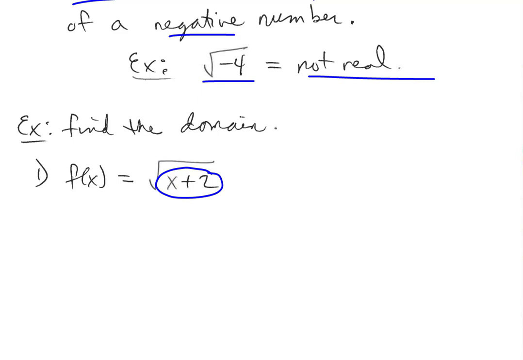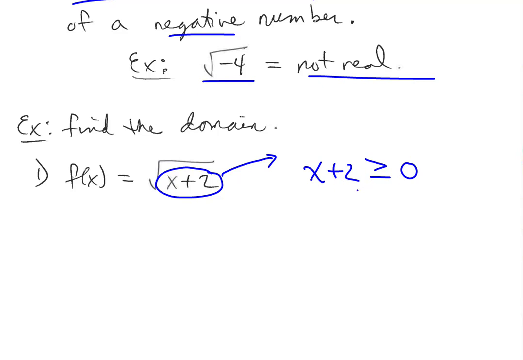So let me say it this way. If we take x plus 2, we could write that out as x plus 2 and say that it has to be greater than or equal to 0. So it could be 0, that's not negative. The point is it cannot be negative, so it could be 0 or positive, which is what the greater than or equal symbol means. So x plus 2 is greater than or equal to 0.